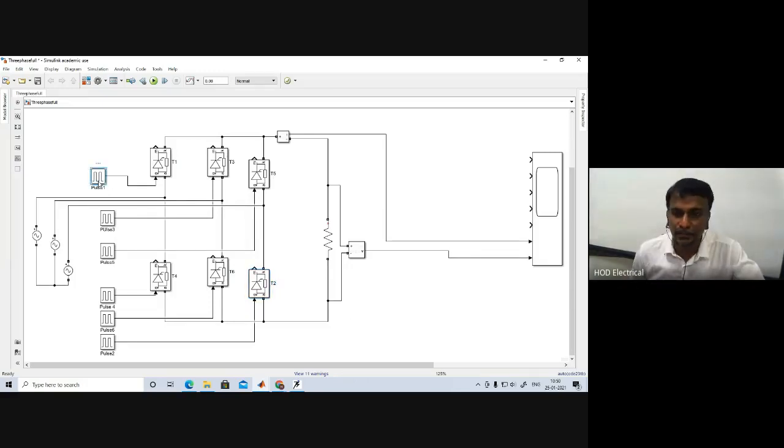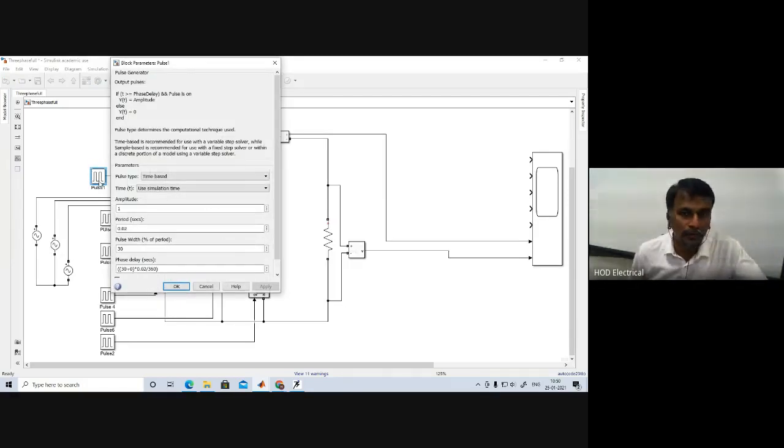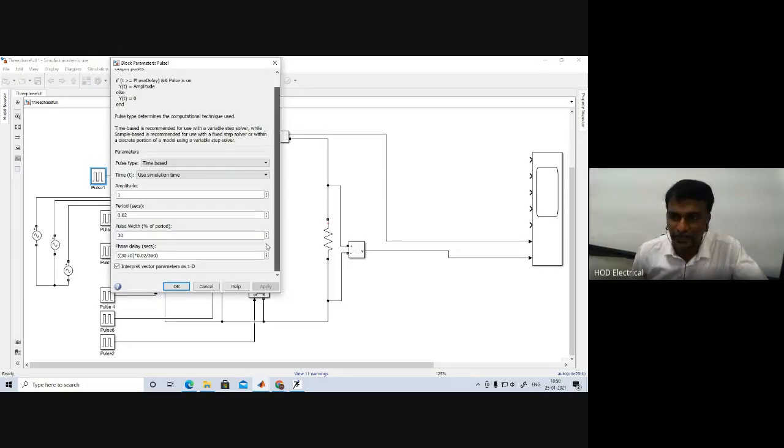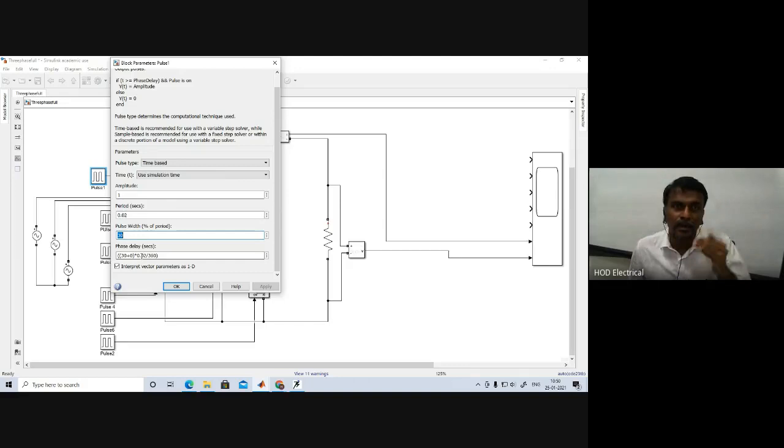So the firing pulse I have given. Already I have explained to you how to give the firing pulses through the pulse generator. 50 Hz frequency, so 1 by 50, period is 0.02. Pulse width I am choosing 10%, we can choose. So now here 30 plus 0 degree. Now this is firing angle, alpha is equal to 0 degree. Therefore 30 plus 0 into 0.02 divided by 360. Already I have told you for 360 degree, 0.02. Therefore for a particular angle, into 0.02 divided by 360.